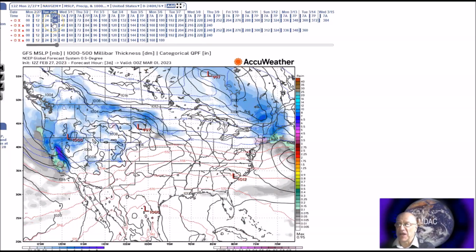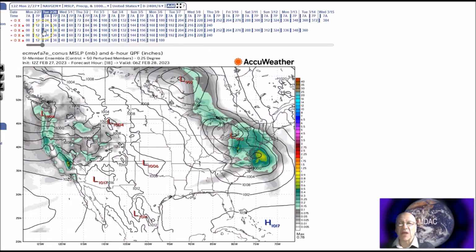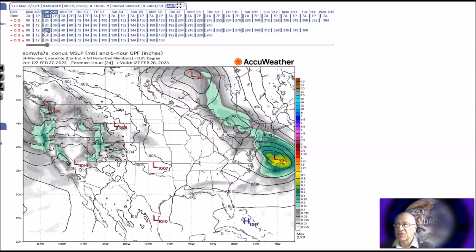Now this is GFS. This is GFS ensembles. Notice where the freezing mark is across southern New England. And then we'll take a look at the European. This doesn't show the freezing line, but see that line, 994.